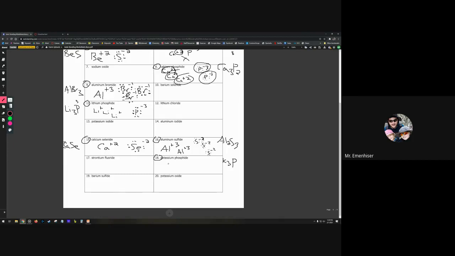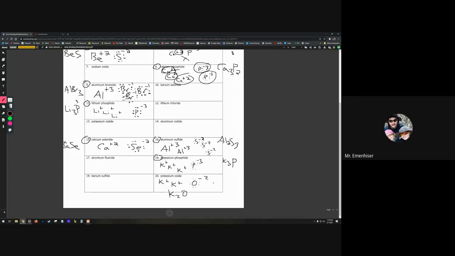I think it's fun. Potassium, we've got +1. We're going to have 3 of them. And then we're going to have 1 phosphorus with 8 dots and a -3. And then we'll do potassium oxide for fun. This is K2O. So 2 potassiums, and an oxygen with a -2.